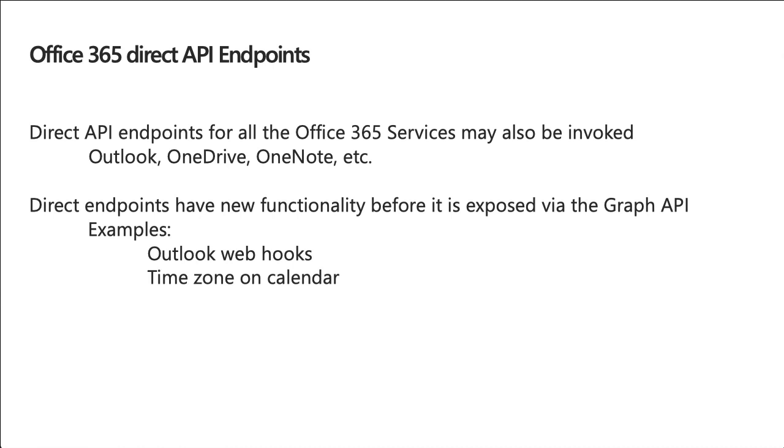One thing to keep in mind, though, is that because it's a proxy, you may see new functionality and features show up in these downstream endpoints prior to when they show up inside of the Microsoft Graph. And that makes sense because the Microsoft Graph is a proxy and it can't expose functionality that doesn't exist downstream in one of the services that it's proxying. So you may have to wait a little bit for it to show up either in the beta endpoint or in the V1 endpoint of the Microsoft Graph. Some examples of this are webhooks when they were introduced to Outlook, and also when time zone support was introduced for calendar items.